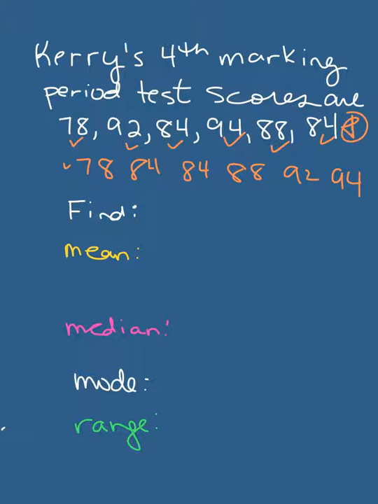Again, I'm going to add all these values up, and I have 520. I divide that by my 6 values, and my mean is going to be 86.7.